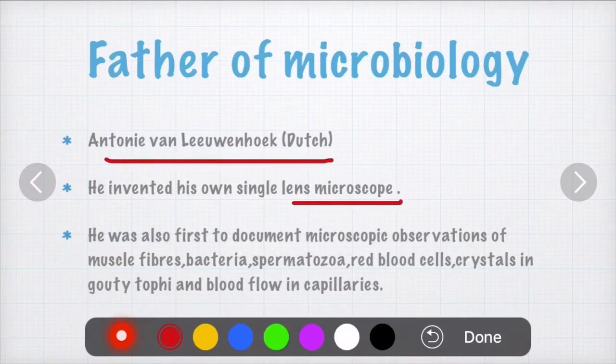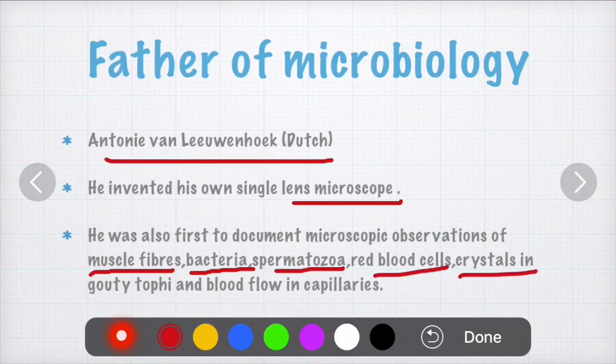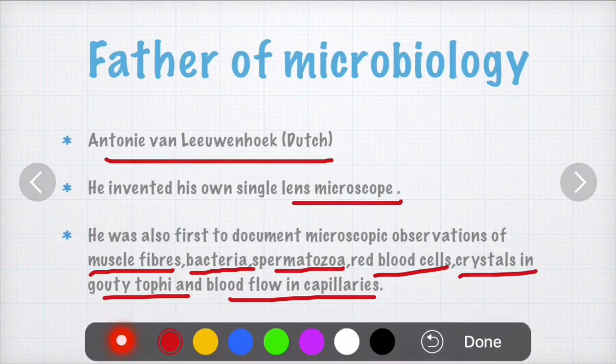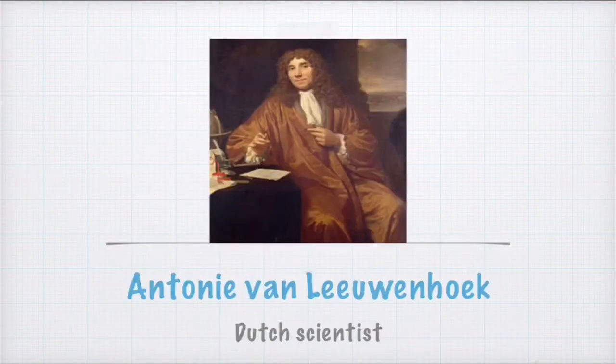He invented his own single-lensed microscope and was also the very first person to document microscopic observations of muscle fibers, bacteria, spermatozoa, red blood cells, crystals in gouty tophi, and blood flow in capillaries. This picture shows Antony von Leeuwenhoek, a Dutch scientist.